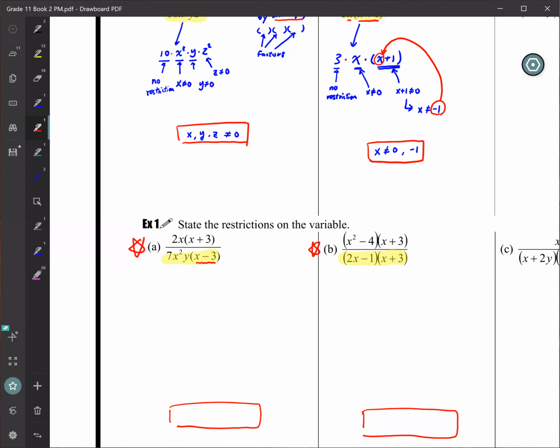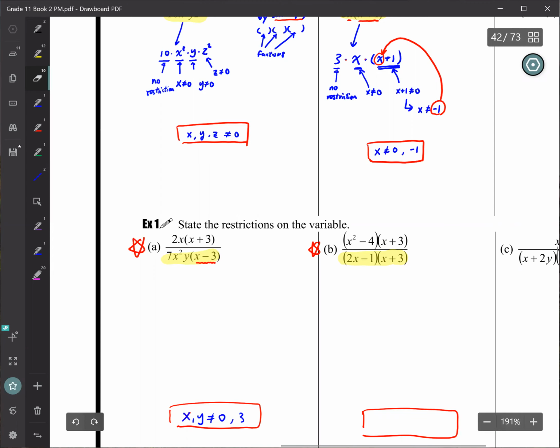I just put x and y can equal to 0. Okay, let me write down x and y cannot be 0. Anything else? Oh, and 3. Both x and y cannot equal 0 and 3. Oh, no. I think 3 is on the edge. I'm not sure. Okay.